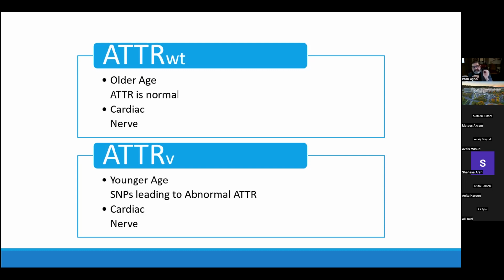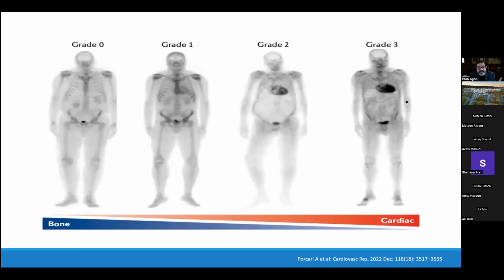ATTR-V, where there's a mutation, so the V is for variant, will lead to heart failure in younger people, will lead to nerve damage in younger people. And whereas ATTR wild type almost never, I mean, we should say never, never, but almost never affects the kidney, ATTR-V may do it. And this is how it's so predictable that you can actually look at scintigraphy and use it as a surrogate. So sometimes they don't even need to make a tissue diagnosis.